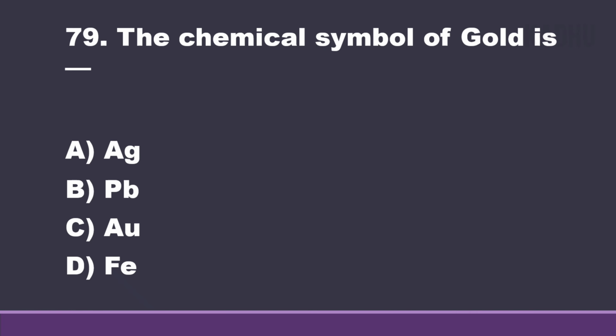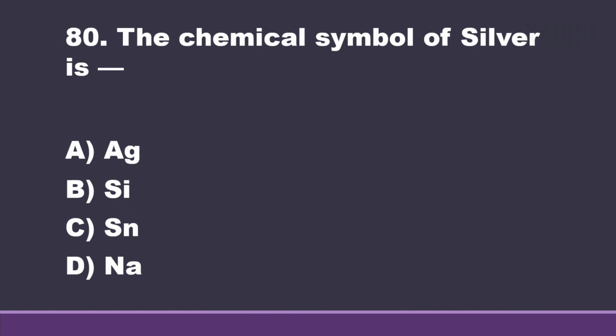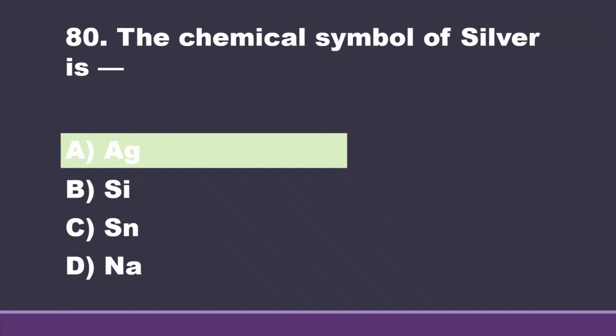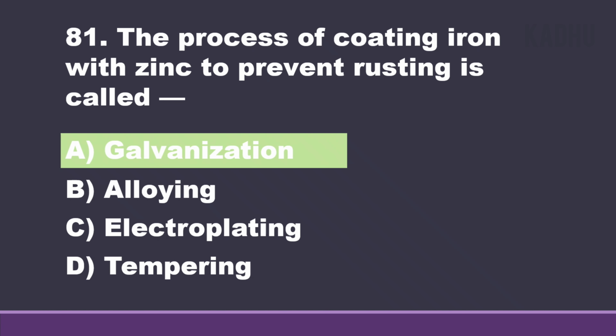Next question. The chemical symbol of gold is, so for this question option C will be the correct answer. Au. Next question. The chemical symbol of silver is, so option A will be the correct answer. Ag is the chemical symbol of silver. Next question. The process of coating iron with zinc to prevent rusting is called, option A will be the correct answer. Galvanization.